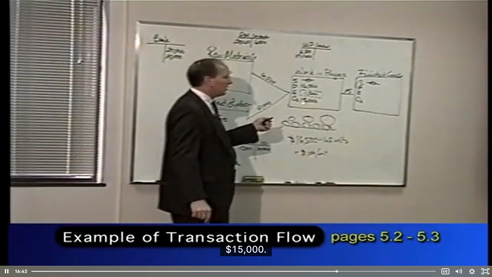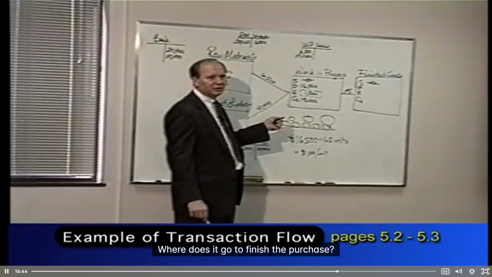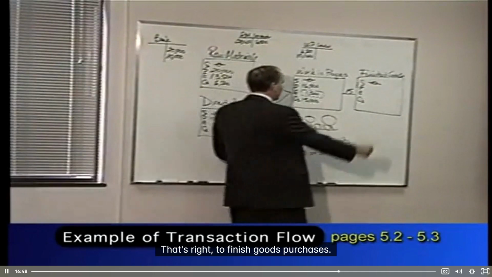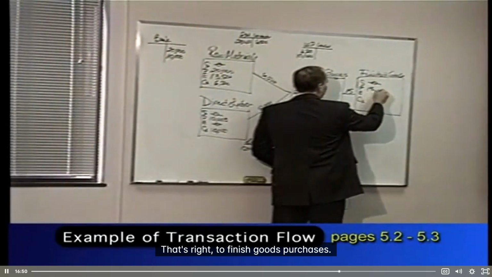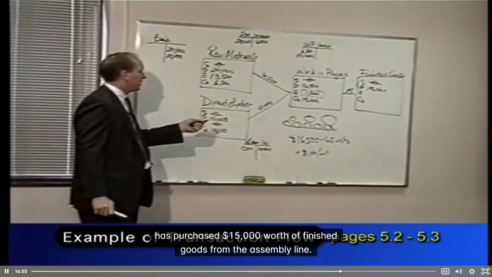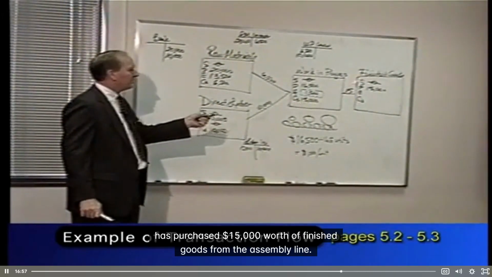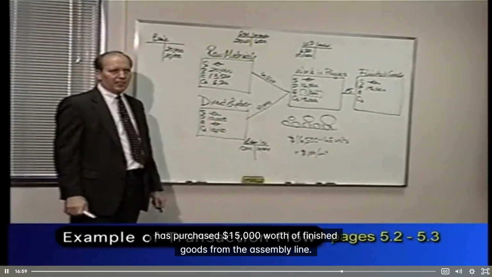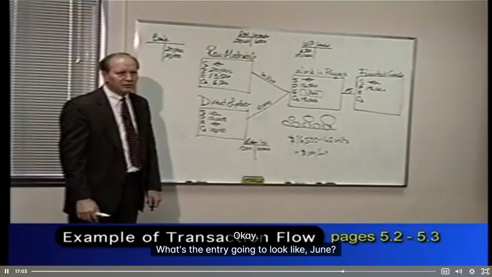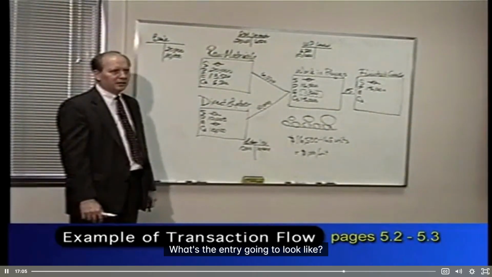Where does that $15,000 go to? Finished goods purchases. That's right, because the finished goods warehouseman now has purchased $15,000 worth of finished goods from the assembly line. Okay? What's the entry going to look like?